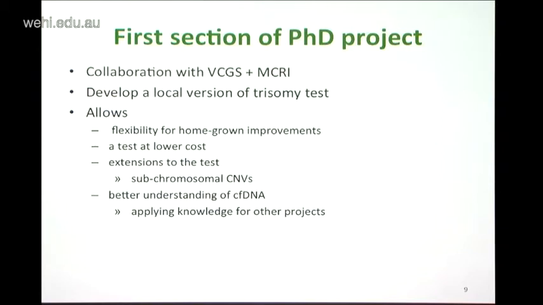And of course, if everything went well, you could offer the test to the women of Australia at a lower cost. Because right now, the NIPT tests cost something from $800 up to $2,000 US. And of course, it gives us the flexibility to extend this test. So instead of just looking at whole copy number changes, we can look at subchromosomal insertions and deletions. And of course, doing work like this from the ground up means we have a better understanding of cell-free DNA, and this knowledge can be used for other projects that our collaborators are interested in.